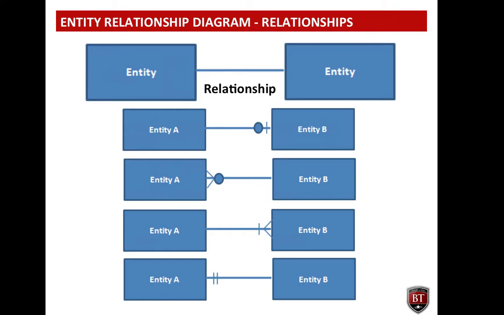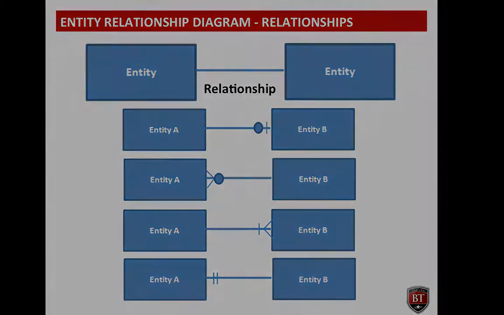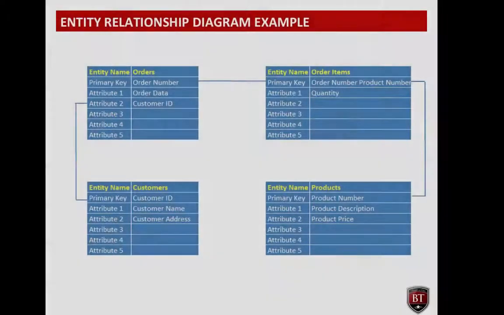Now let's see an entity relationship diagram example. Let's say we have a database that contains orders, products, and customers. For such a database, we need to have 4 entities: orders, order items, customers, and products. Now we examine the relationship between the entities. We have 3 relationships, 3 lines on the slide between the entities. We will examine them all, one by one.